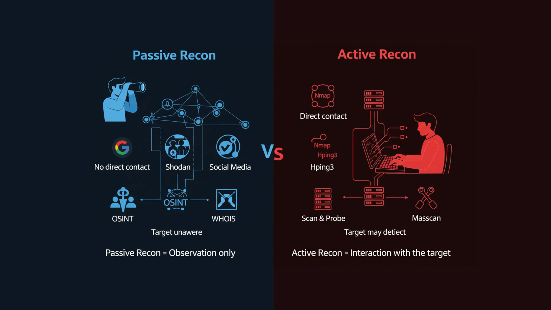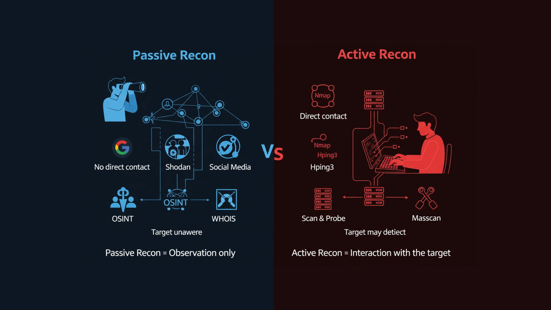Here, we only observe. Examples include Google searches, Shodan, social media, and WHOIS lookups. The target doesn't know you're gathering information, so the risk is very low. This approach is called OSINT, Open Source Intelligence.